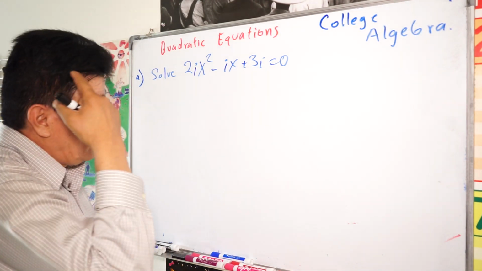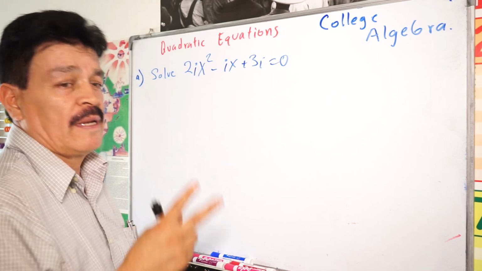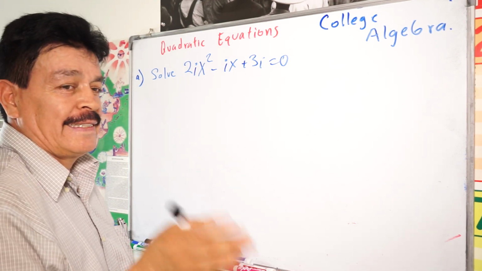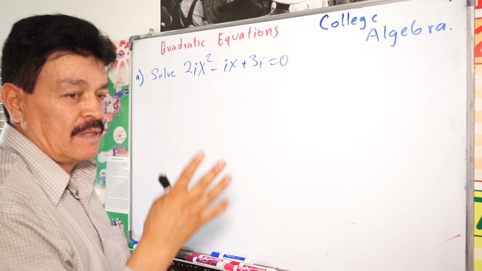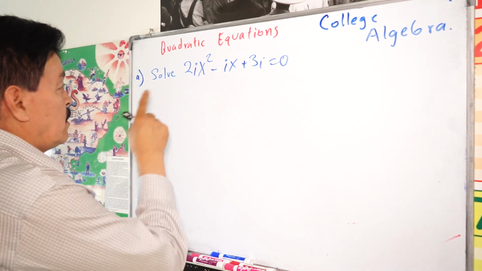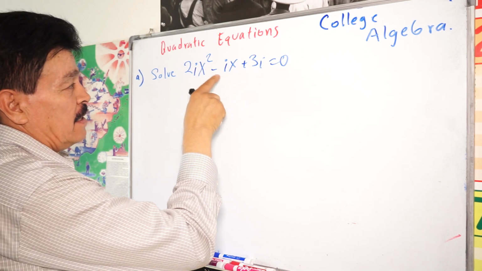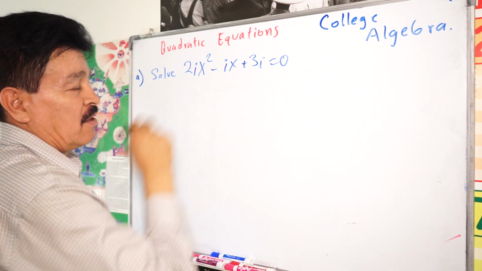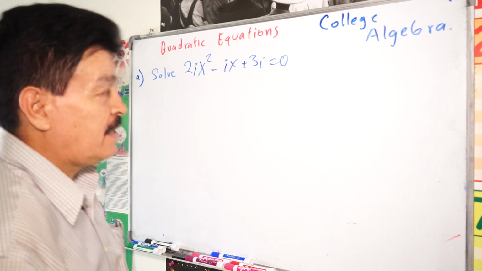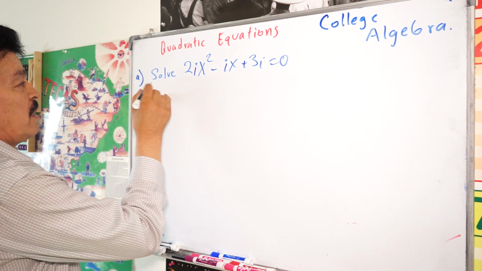College algebra. We have one example here. I'm going to solve two problems. Last class I solved some problems like those today. Solve 2ix squared minus ix plus 3i equals 0. Okay, the next step is going to be like that.